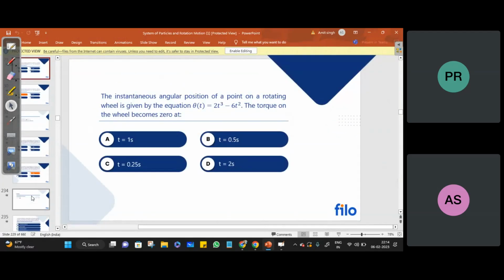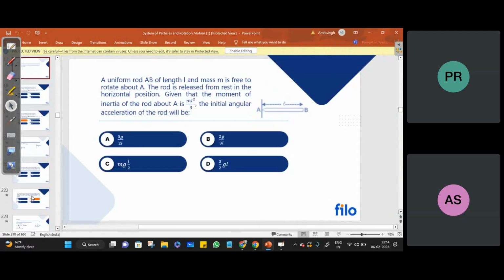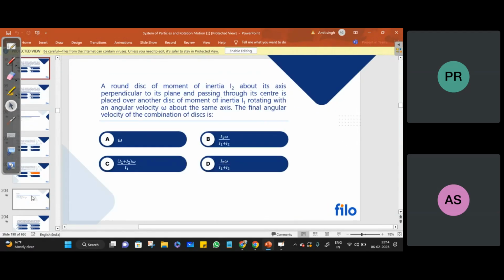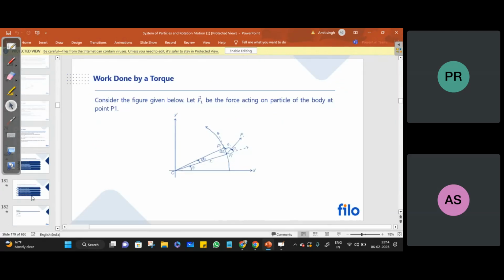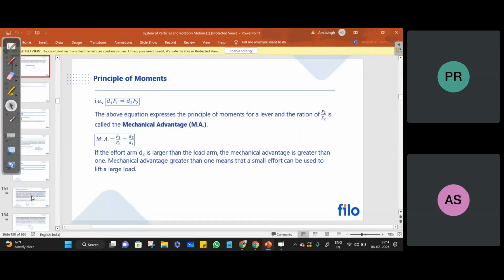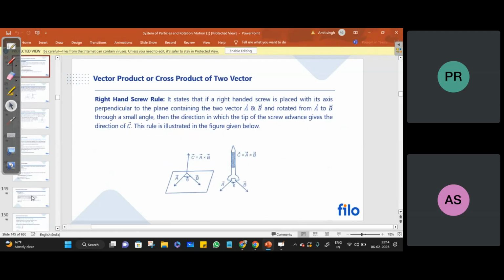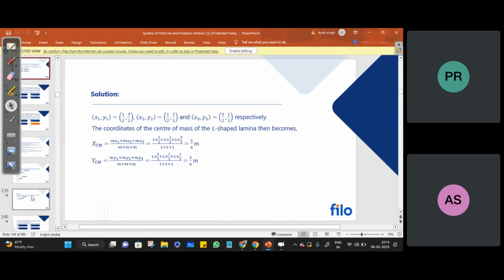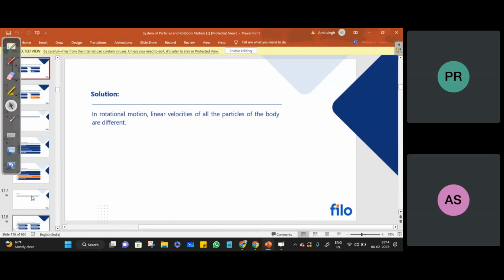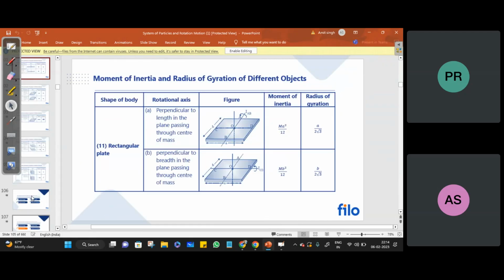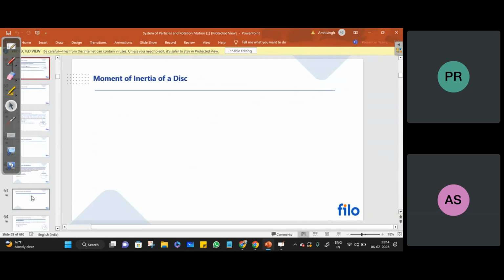Okay, so now we will move forward and we will go to the rotational motion part. We'll start the rotational motion. So first of all, let's start with the definition of the rotational motion. What exactly is the rotational motion?